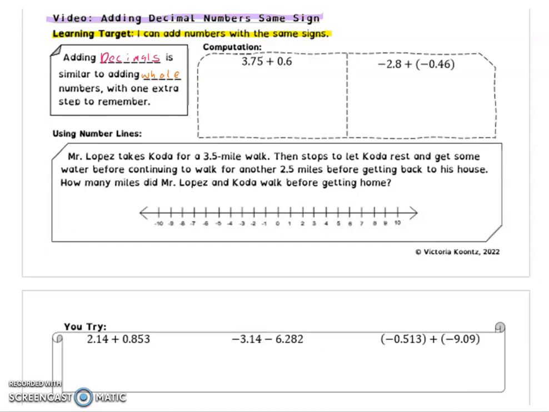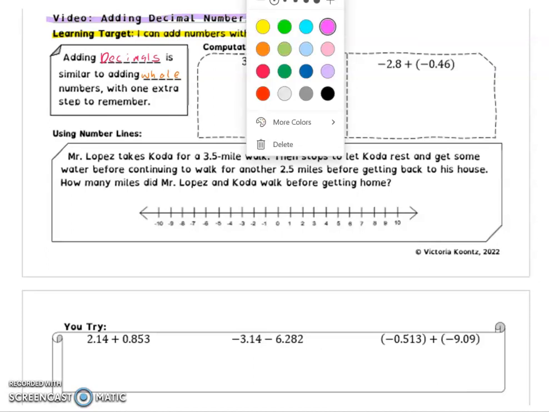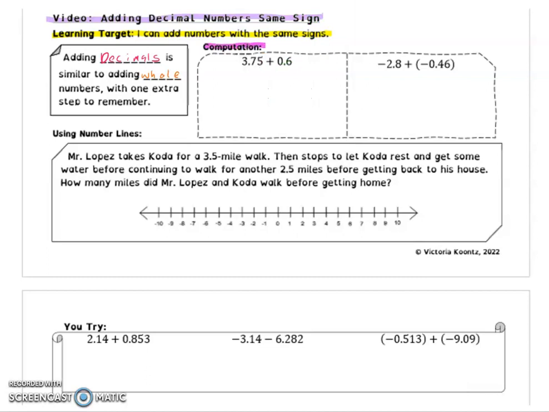So, we have over here something called computation. Computation is just a really fancy way of saying we're going to do the actual math, okay? So we're going to actually set up the math problem and do the actual math. So I want to set this up. Right now it is set up horizontally. So it's set up in a line. I want to set it up in a line going the other way, vertically.